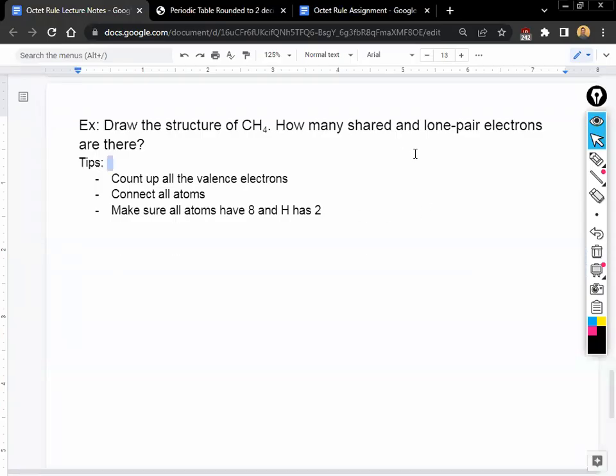Okay, so CH4 is pretty simple. If you take a look at the periodic table, you should notice that carbon has 4 valence electrons and hydrogen has 1. So since there's 4 hydrogens, it'll be 4 plus 4, and you'll have 8 electrons to work with, okay? Now, we said that carbon is in the middle and hydrogen goes on the outside. So we'll just spread out the hydrogens so it's nice to look at. So we'll put the hydrogens around it.